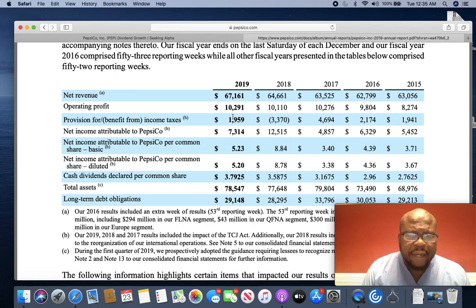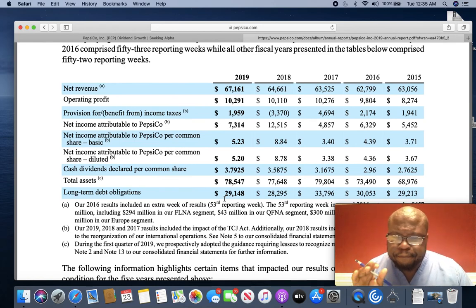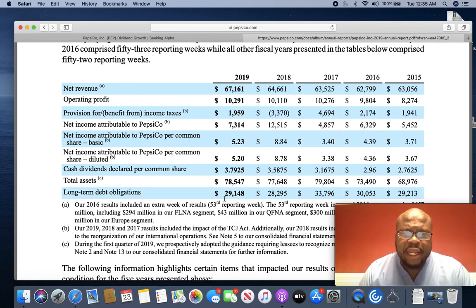Let's look at debt, right? The long-term debt obligation down here. It's about 29 billion, 28 billion, but it remains steady. So you see your net revenue is 67 billion, but your debt is only 29 billion. So your revenue is more than twice your debt, which is good.